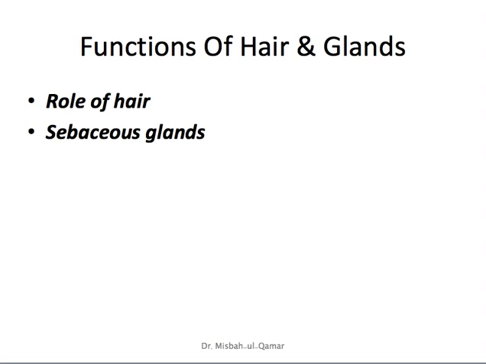Now these oily secretions make the skin and hair greasy and soft, and these sebaceous secretions increase during puberty. And as far as the location is concerned, these sebaceous glands are more numerous on the face and scalp, while they are absent on palms and soles.